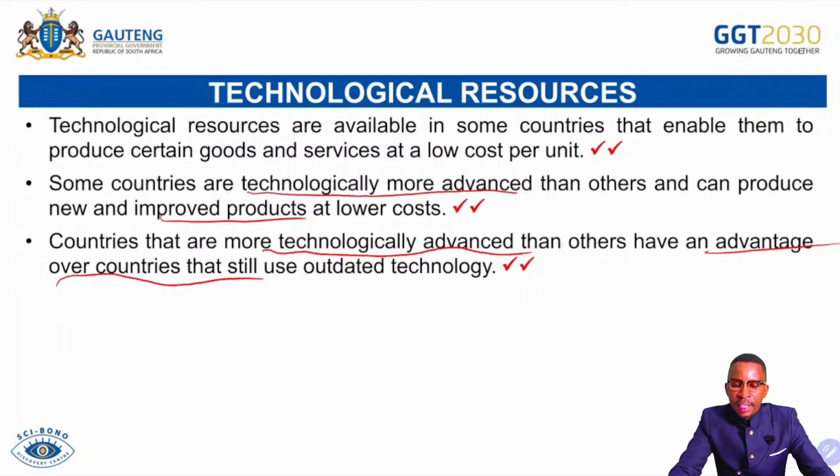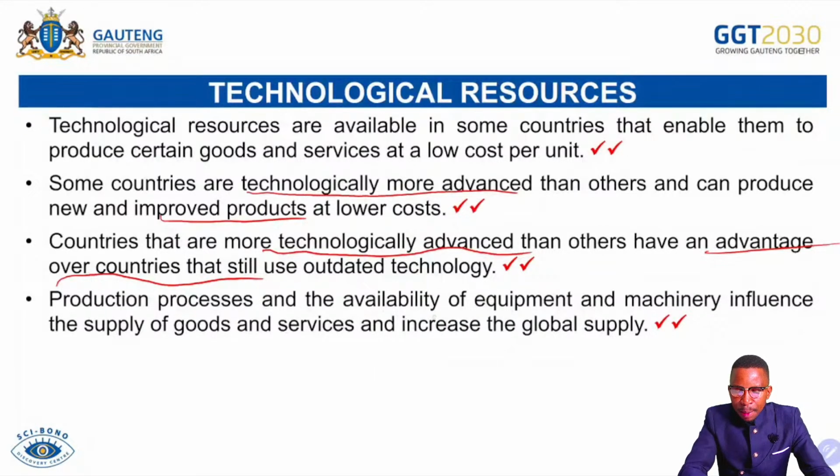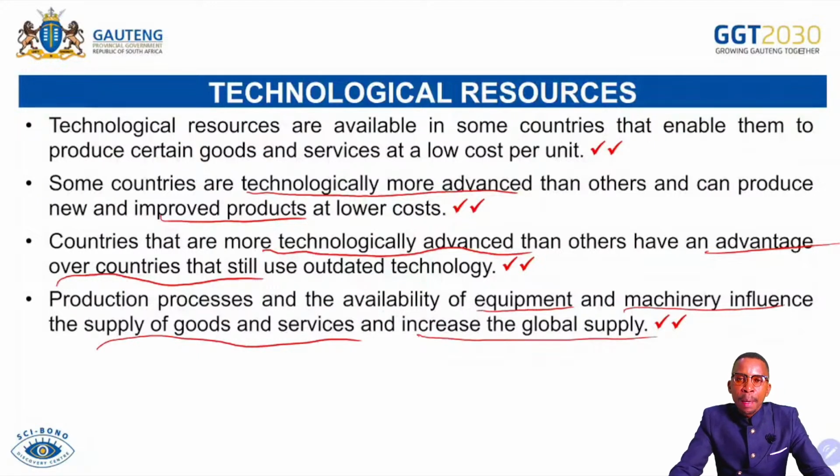So what is the impact of this? It allows them to produce those particular goods and services at a higher quantity and at a lower cost, which then gives them what we call an excess supply or surplus, which will be supplied into the global market. Production processes and the availability of equipment and machinery influence the supply of goods and services and increase the global supply. If a country has well-improved technology, that country will have an advantage of producing more goods and services than other countries at a lower cost, which will also be an advantage for them to supply the rest of the world, because they will have a surplus production, which is known as excess supply.